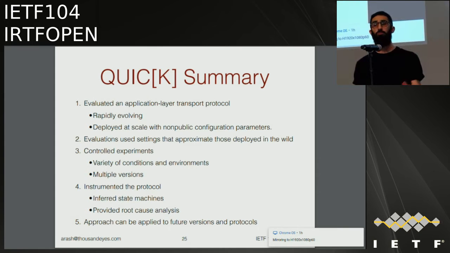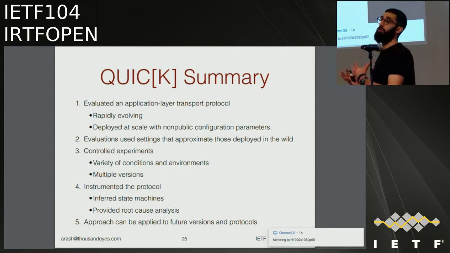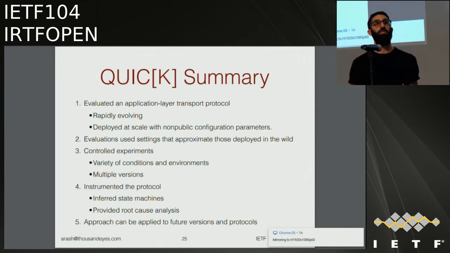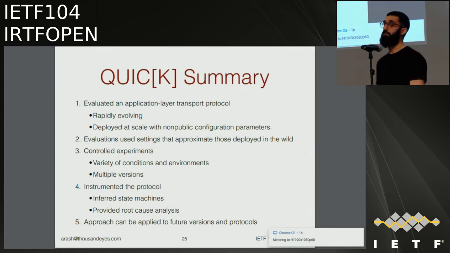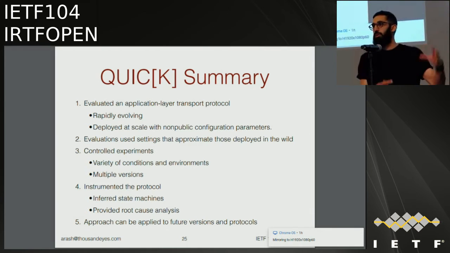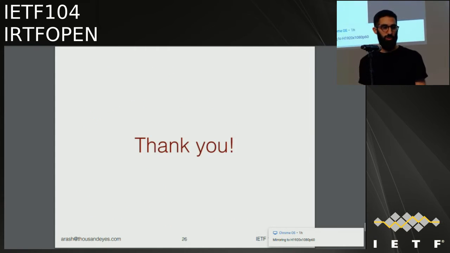And finally, I just want to point out that this work was done 2 years ago. So at the time, Quick was at version 36. As I said, now Google Quick is at version 47. However, nothing stops us from doing the exact same measurement on the new versions. We actually did that in the paper. We looked at Quick from version 25 to 36, so we had that evolution of Quick's performance, and we can do the same thing for newer versions and future versions. And with that, I'm happy to take questions.